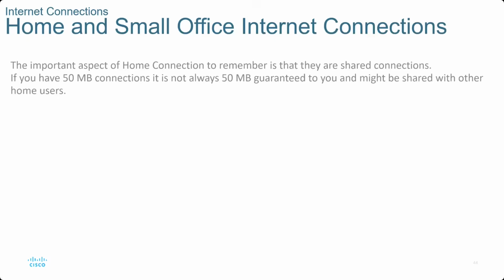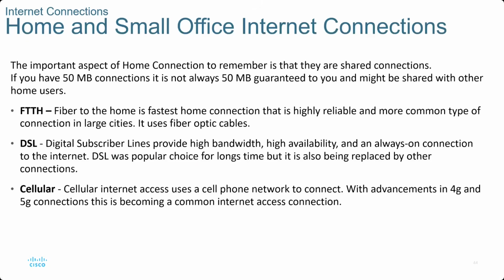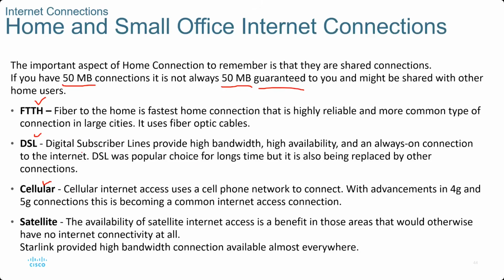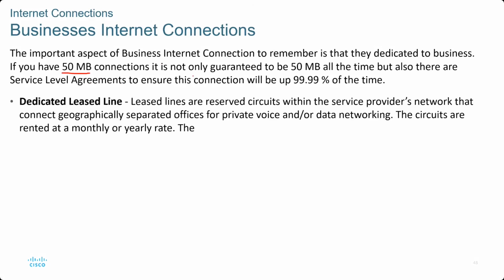So it's the same thing that is being discussed here. I already talked about those things. At home, you might get fiber to the home, DSL, or cellular networks. And even if you buy 50 MB, it's not always guaranteed. You might get 50 MB, you might get less. That's how home and small office internet connections are. For business connections, if you buy a 50 MB connection, it is guaranteed to be a 50 MB connection all the time. There are also service level agreements to ensure this connection will be up 99.99% of the time.